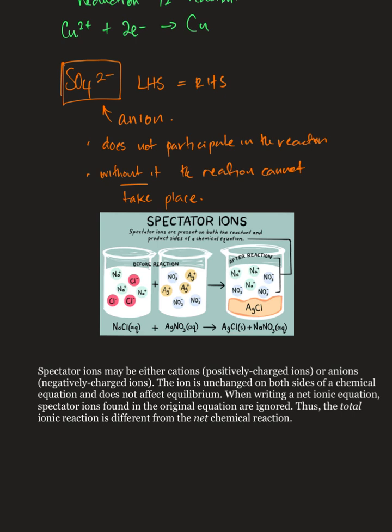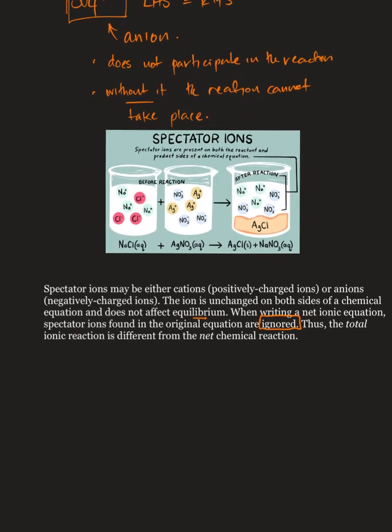Right, so what we mean by spectator ions may be either cations or anions. The ion is unchanged on both sides of the chemical equation and does not affect the equilibrium. We're going to get to what that means in a bit. Right, it says when writing the net ionic equation, spectator ions found in the original equation are ignored. That's important because we're going to get to that now. Thus, the total ionic reaction is different from the net chemical reaction.